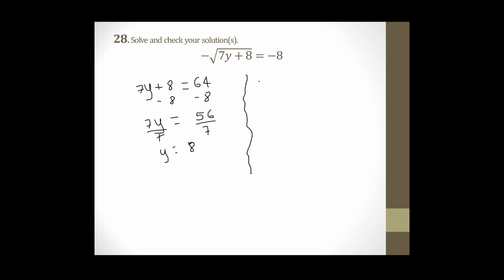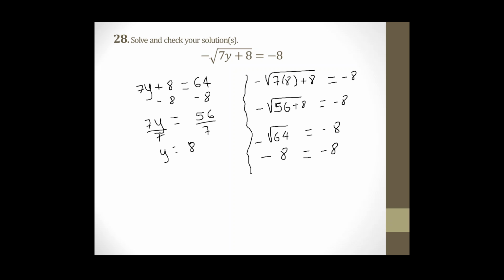So I'll have negative square root of 7 times 8 for y, plus 8 equals negative 8. Whatever I get here has to equal this sign. If it doesn't, this is not a solution to this problem. Let's see. So I got 56 plus 8 equals negative 8. 56 plus 8 is 64. Square root of 64 is 8. I'm bringing down my negative 8, and yes, it is a solution. A valid solution, should I say.